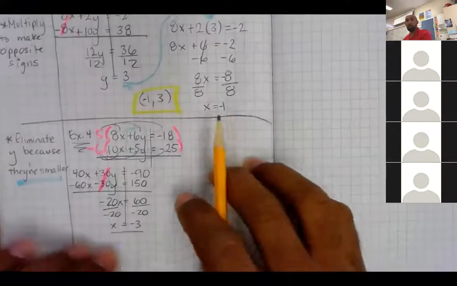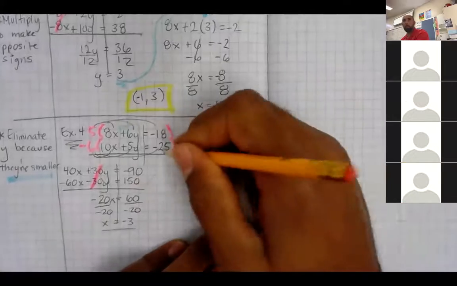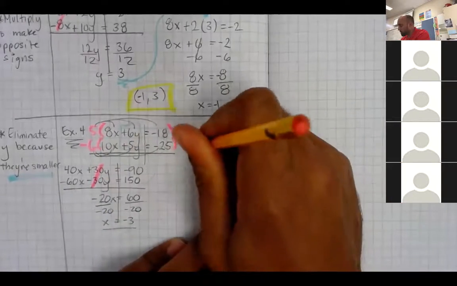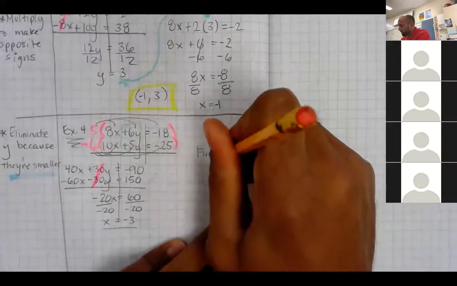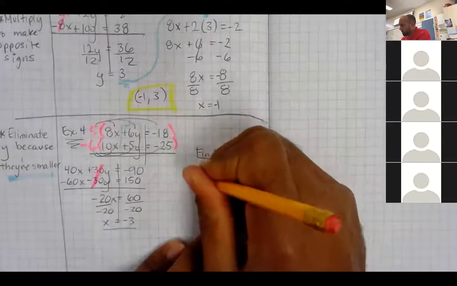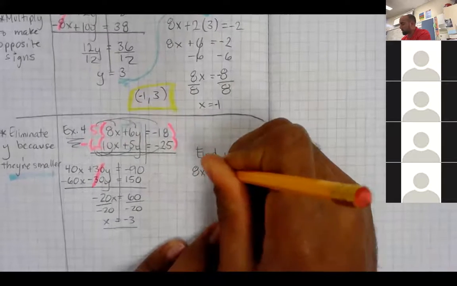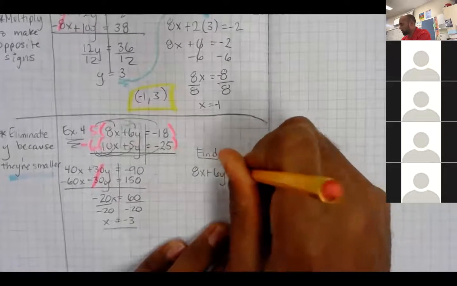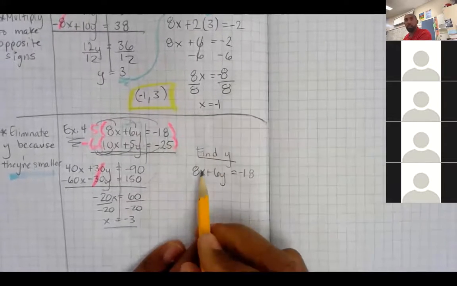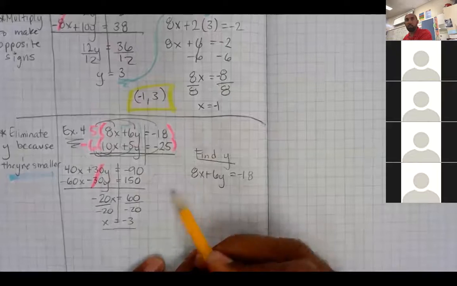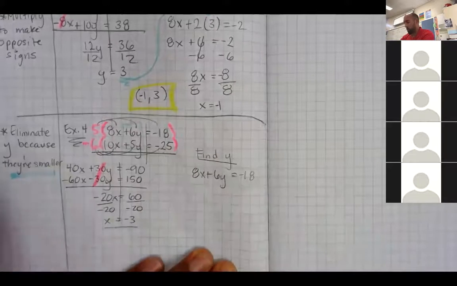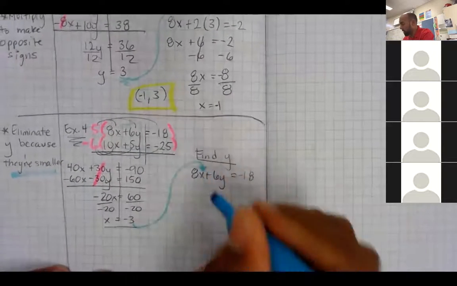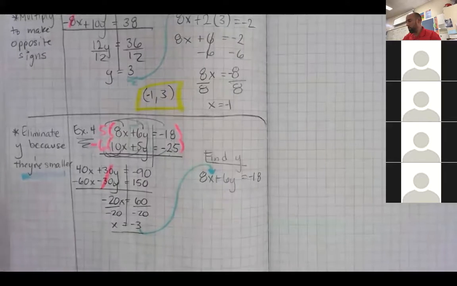Okay, so there's our first solution. Okay, and then we're going to take one of the original equations. I'll take the top one, and we'll find y. So 8x plus 6y. I meant to plug in the x in the first step, but I'll just do it on the next step. So now I'm going to plug in that negative 3 into x this time, because we found x first.